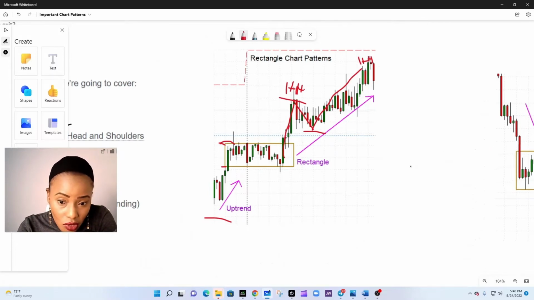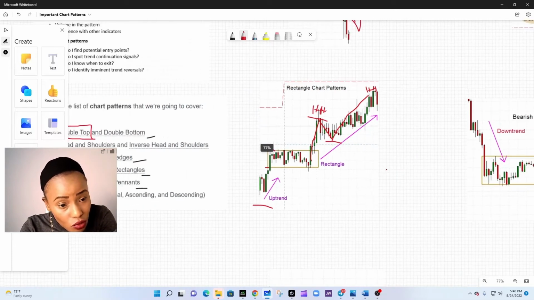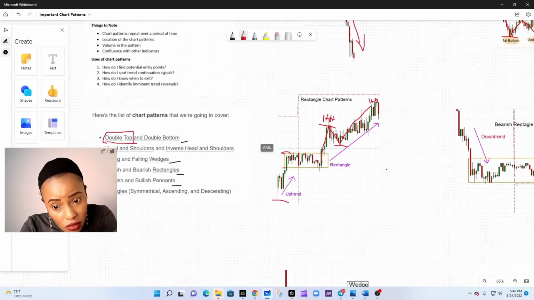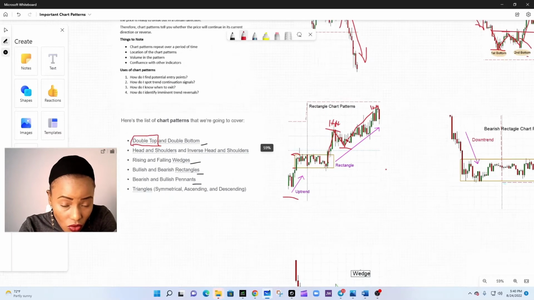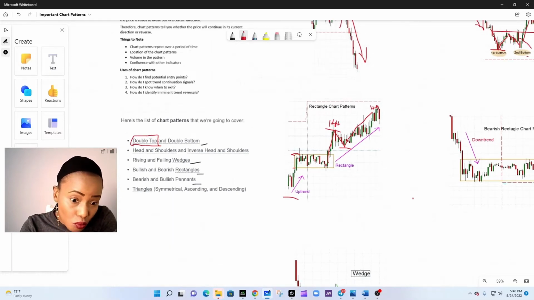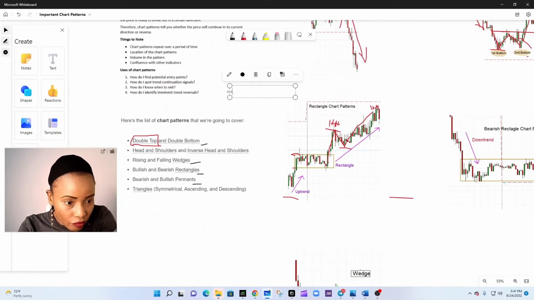So that's the importance of having the rectangle chart patterns. It's a continuation pattern that forms in the middle of an established trend. So all you need to do is add more positions to the trend and collect more pips. The reverse is the same.